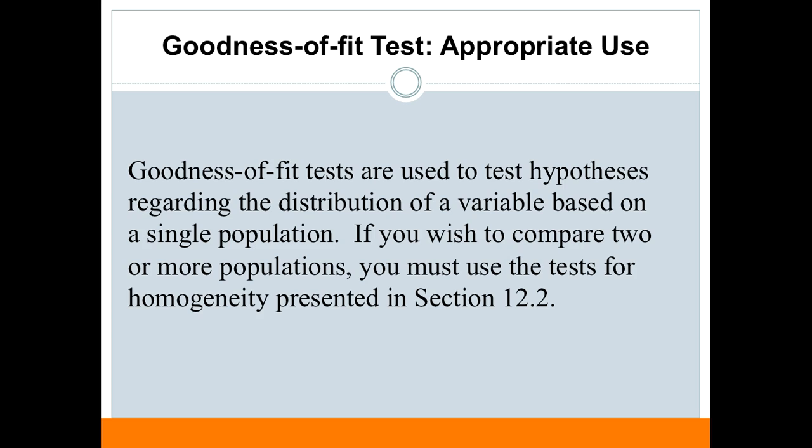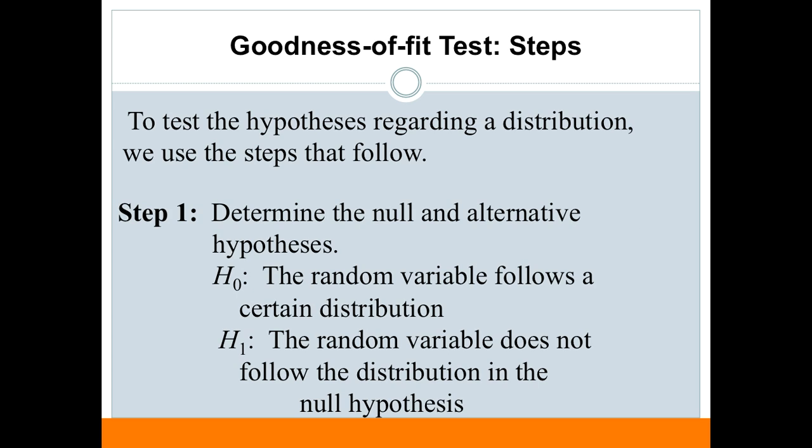Now, goodness of fit tests are used to test hypotheses regarding the distribution of a variable based on a single population. If you are looking to compare two or more populations, then what you're looking for is one of the tests for homogeneity presented in section 12.2, which we'll get to in a few minutes.